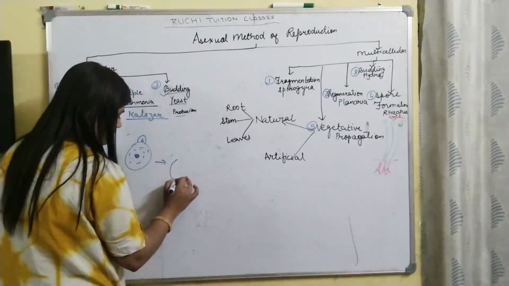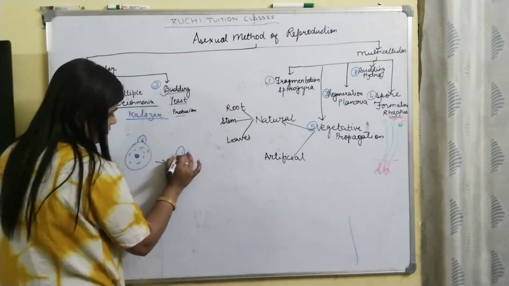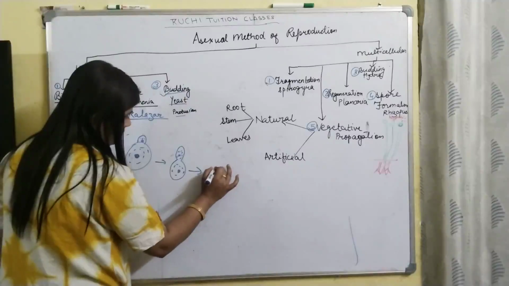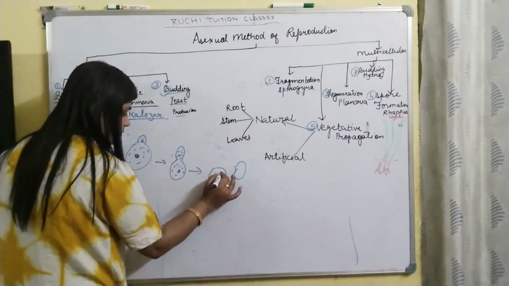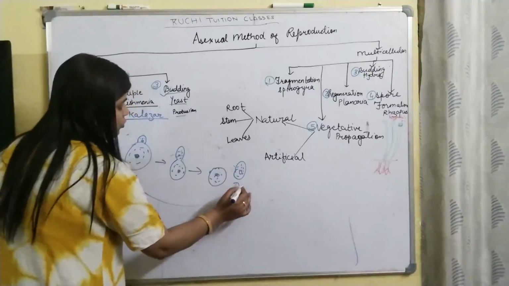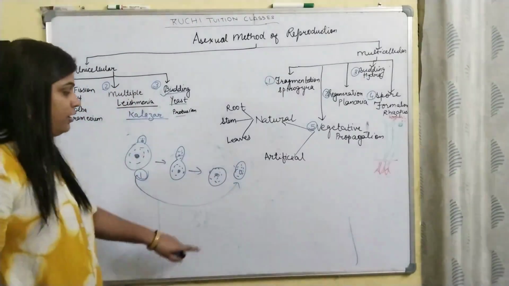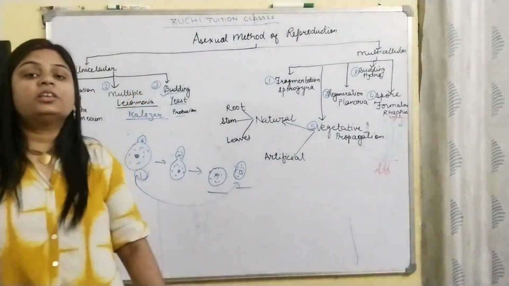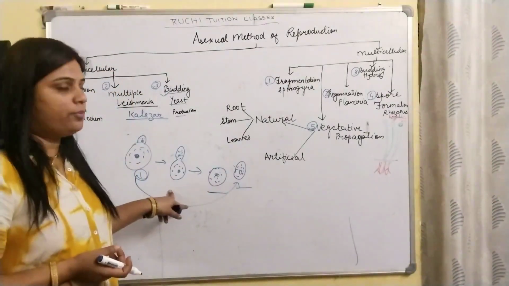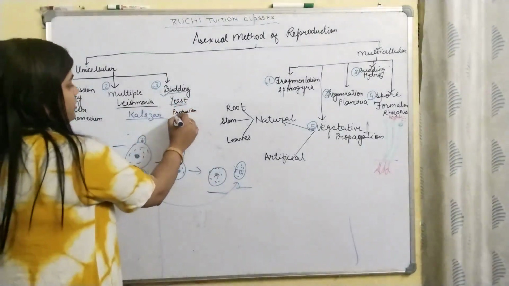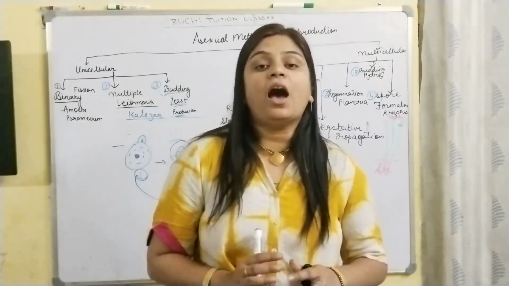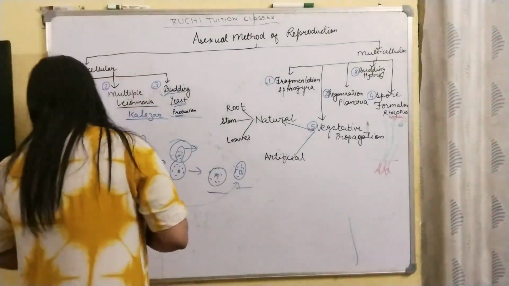This overgrowth is attached and further becomes a separate cell, so from one parent it gives rise to 2 daughter cells. So this is also from 1 to 2, and this is the asexual mode of reproduction done in yeast. This overgrowth is also called a protrusion.